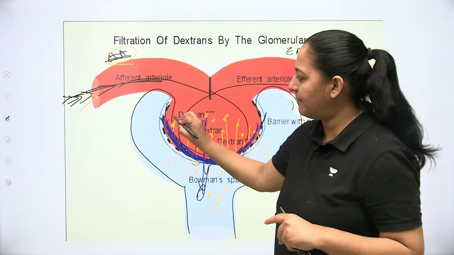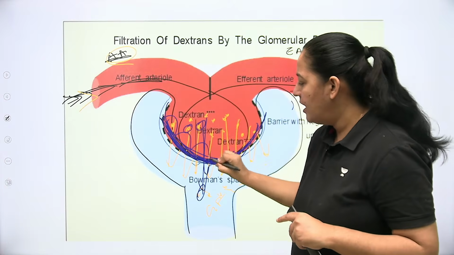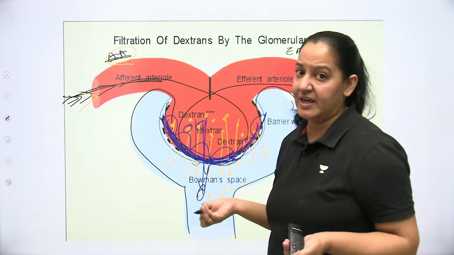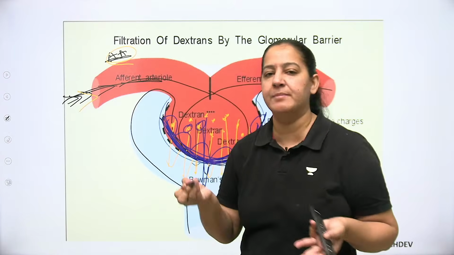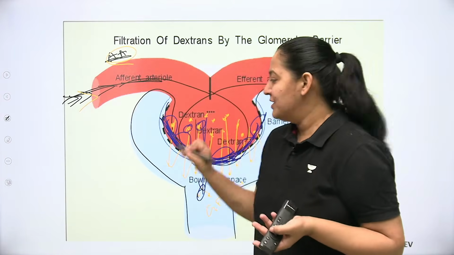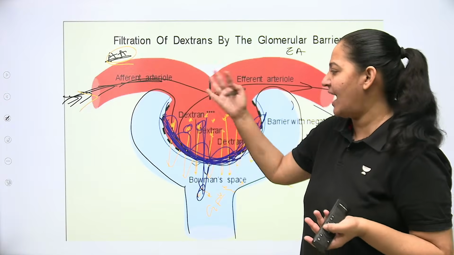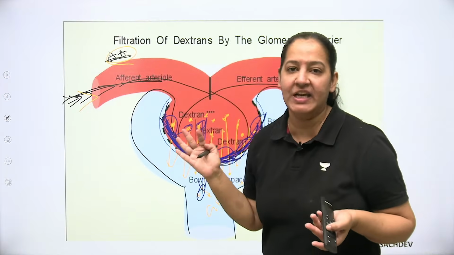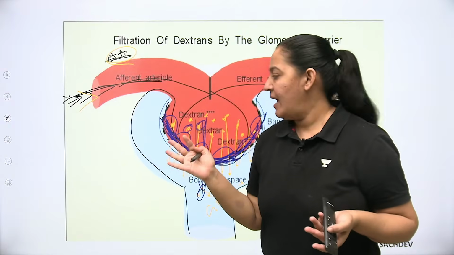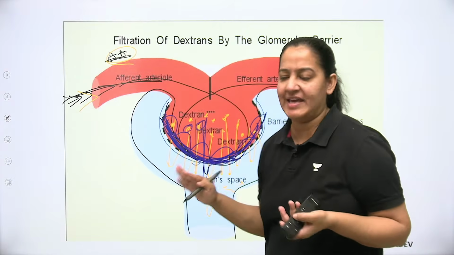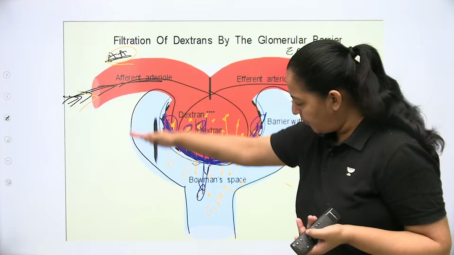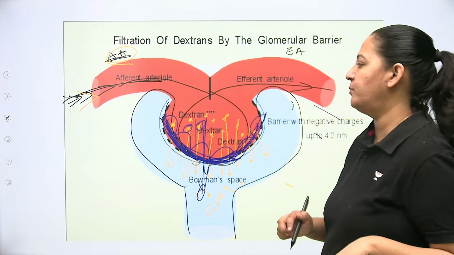On the inner side of the basement membrane, this is the endothelial lining. Because all capillaries are lined by endothelium, all blood vessels are lined by endothelium. So the capillary is also lined by endothelium. So there is a basement membrane, and on the inner side there is endothelium, the endothelial lining of the capillary, right? Now, what is the lining of the Bowman's capsule? Do you know the lining of the Bowman's capsule?